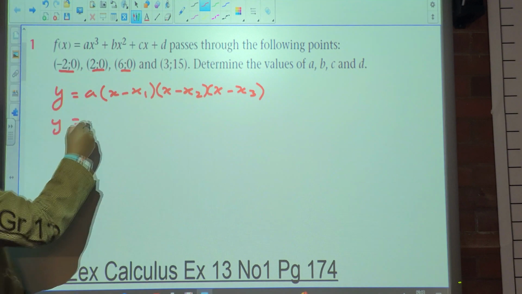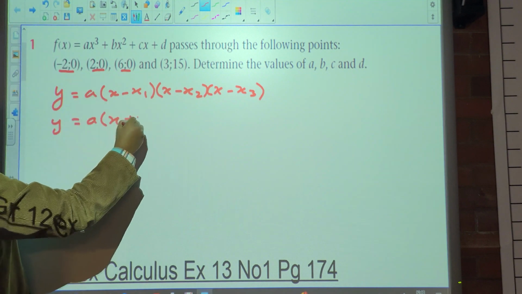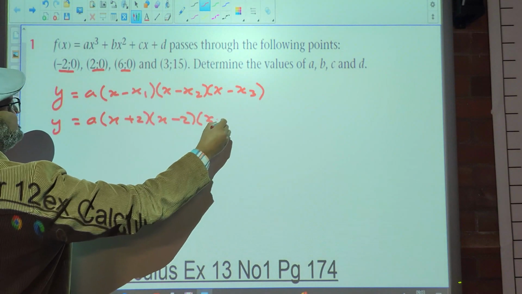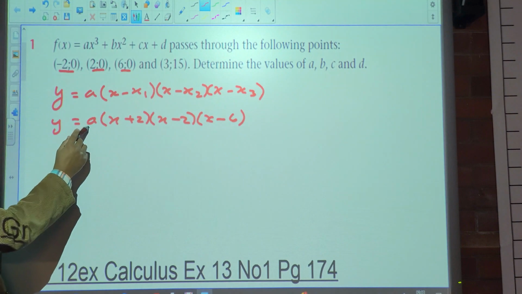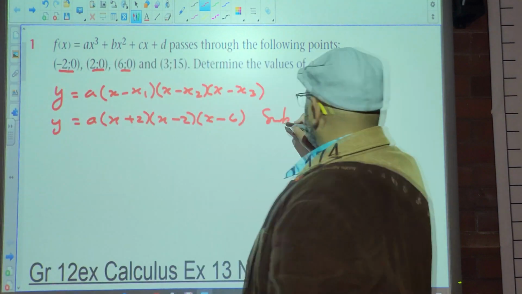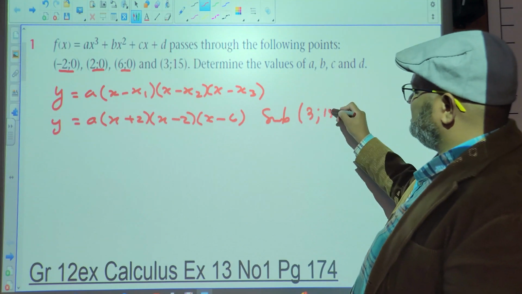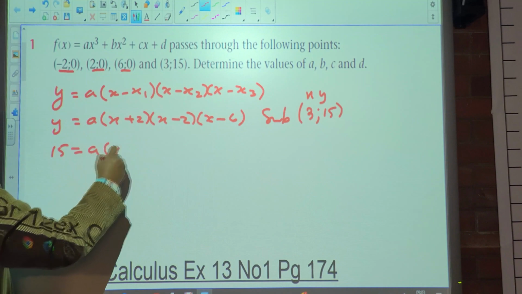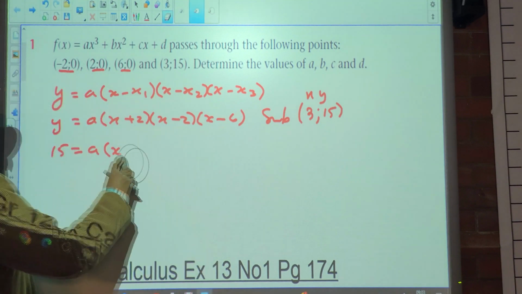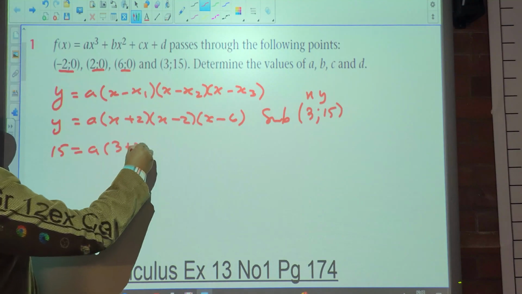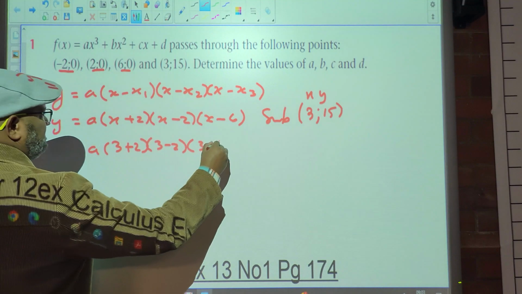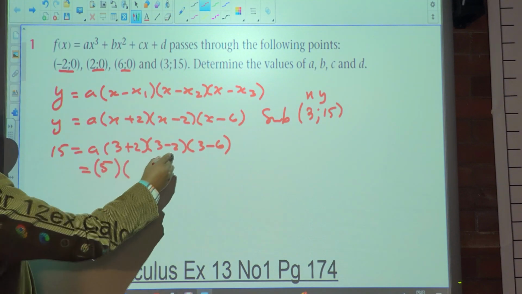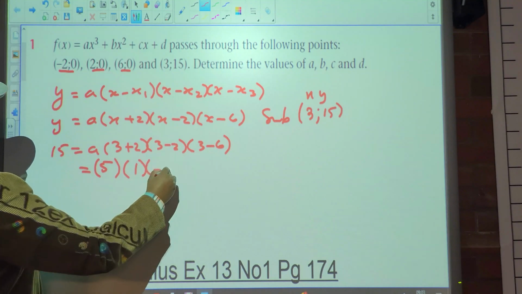So what we do is we say y is equal to a into x minus minus 2, which is plus 2, x minus 2, and x minus 6. In order to calculate a, I substitute the point that's lying on this graph, which is 3 and 15. That's the x and the y. So 15 is equal to a into 3 plus 2, into 3 minus 2, into 3 minus 6.